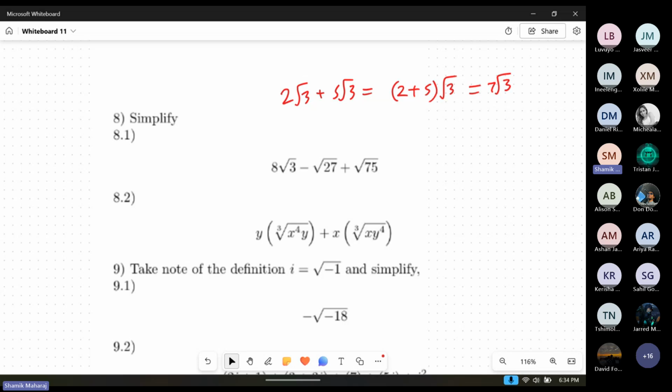Square root 27, yes, can we rewrite that as something? Yeah, so you can write that as 3 to the root of 3. 3 cubed, 3 times 3 times 3, right? Yeah.